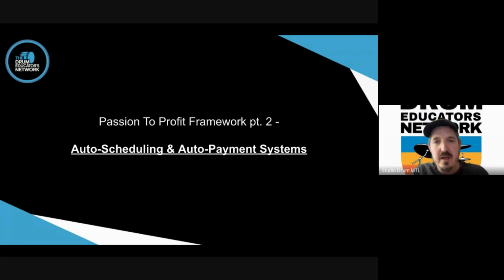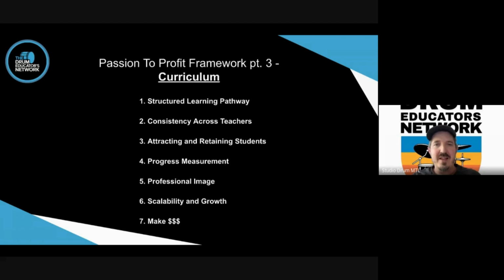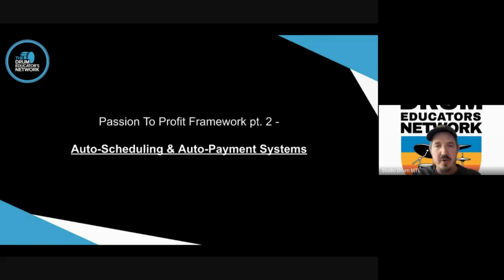The next part is auto scheduling and auto payment systems. I'm going to talk about this for a minute and why I swear by My Music Staff. If your studio starts growing and you don't have this stuff together, it's going to get really overwhelming. So the first thing you want to do when you've committed to growing your studio even more is figure out a way to do scheduling, auto payment, and auto invoicing in a way that you do as little as possible.